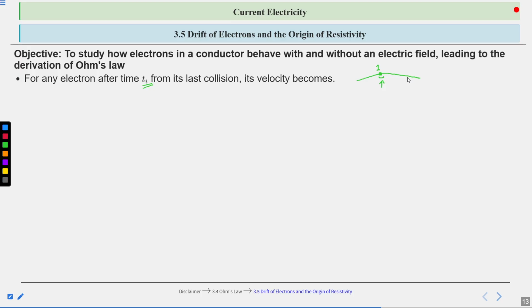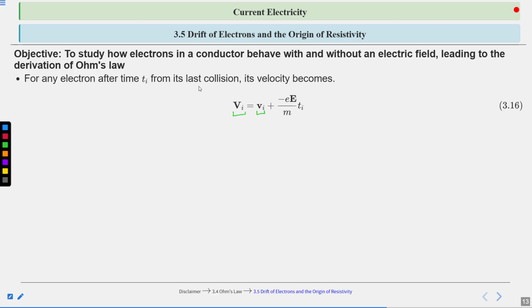So after time ti, what is the velocity now under the acceleration of electrostatic force? Like this, capital Vi is equal to small vi plus minus E, capital E upon m, ti. Okay, so what is this? This is the first equation of motion, v equals u plus at. So what is v? Final velocity after its last collision.